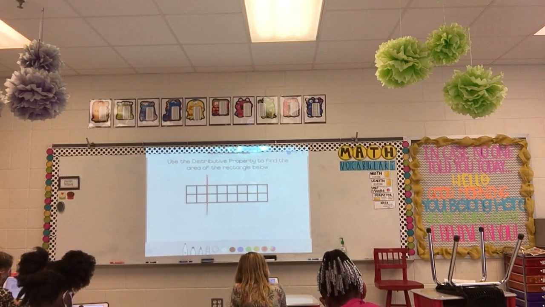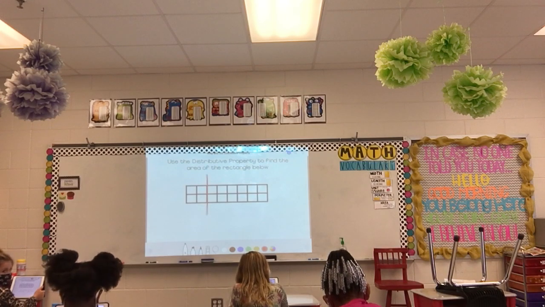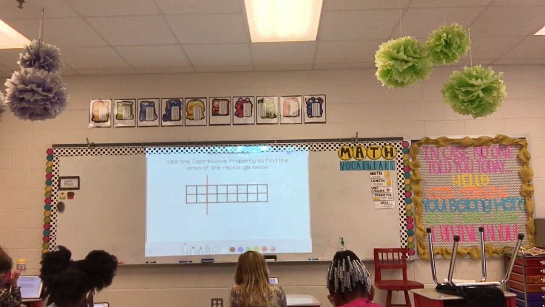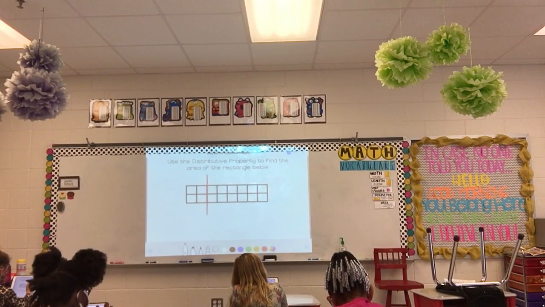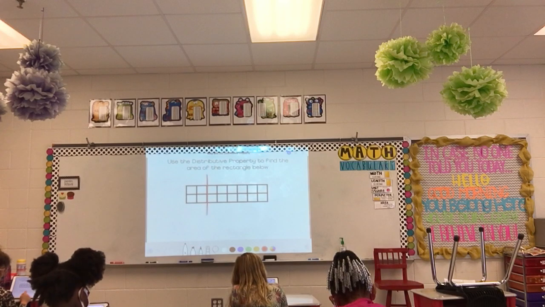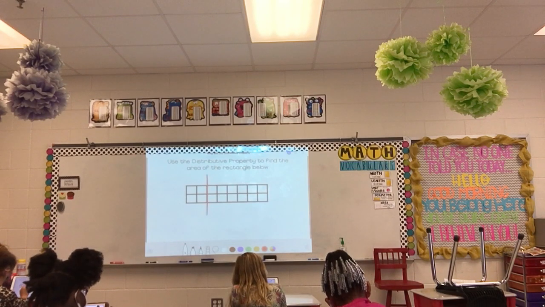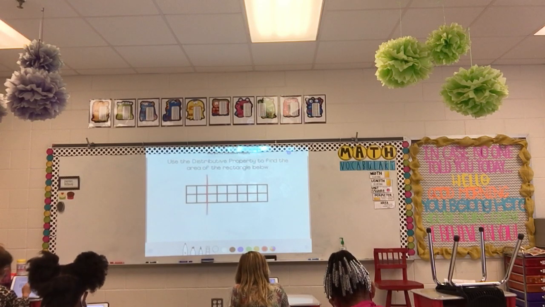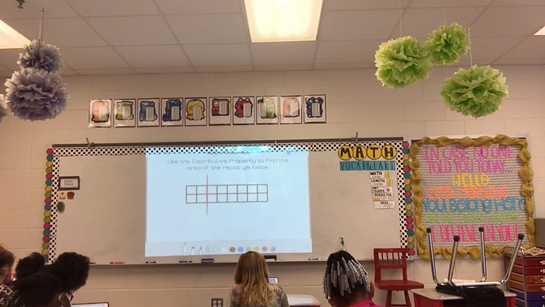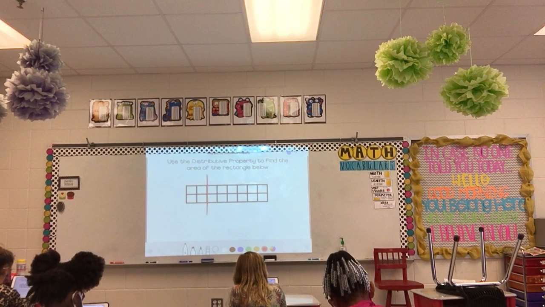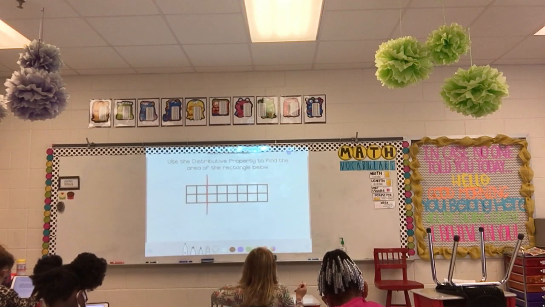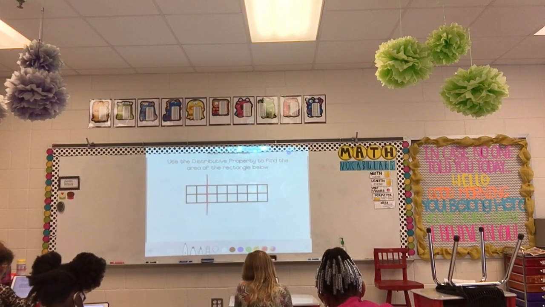Ethan, I want you to show me the other way that we can write distributed property as well. Okay, very good job. Remember, we're just ignoring this one, right? Good, Julia. What must go in between them, in between the parentheses, is a plus sign. Okay, this should be length times width. Length times width in here. So you need to change that. Good.